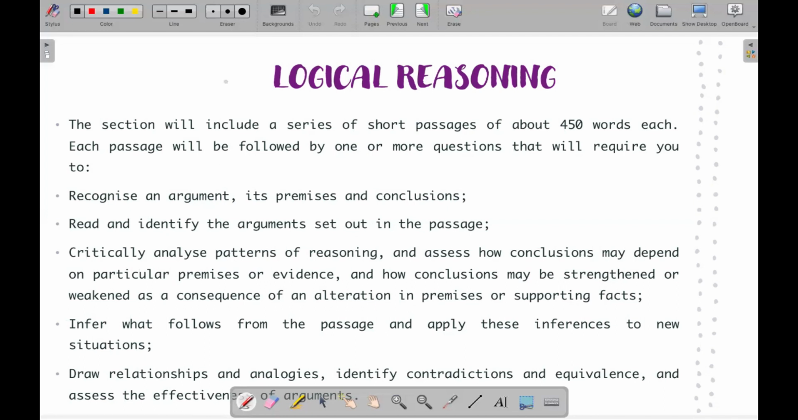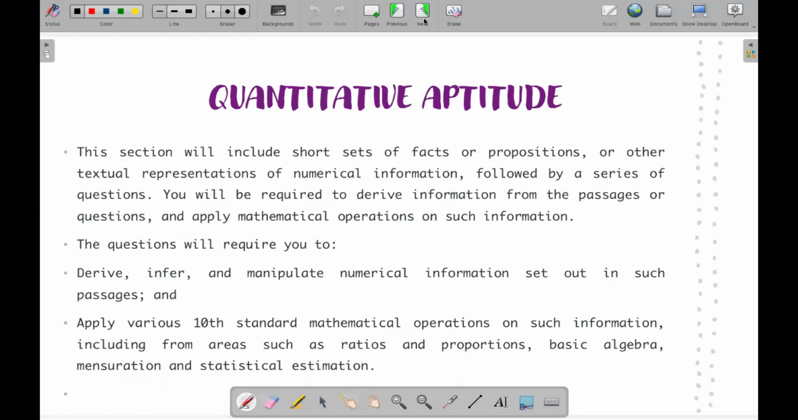The last section is maths. Maths is usually basic 10th level maths. And as I mentioned earlier, this CLAT maths is now primarily focused on data analysis or data interpretation. This section will usually include two sets. They will give you some facts and propositions and representations of numerical information, followed by various questions. You have to derive that information from the passage and answer the questions accordingly.